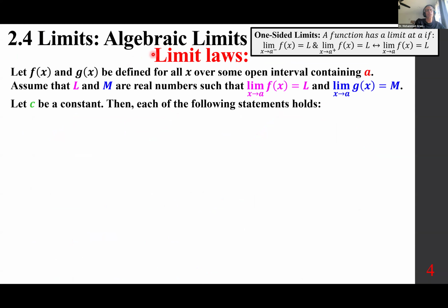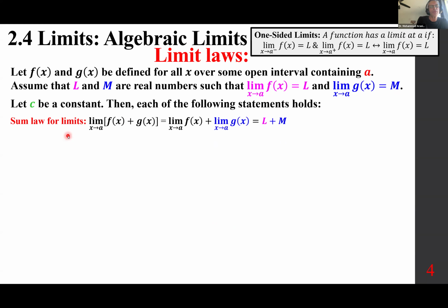Now, 2.4 limits, algebraic limits. We're going to look at limit laws. These are similar to limit laws for sequences. Let f of x and g of x be defined for all x over some open interval containing a. Assume L and M are real numbers such that the limit of f of x as x approaches a is L, the limit of g of x as x approaches a is M. Let C be a constant, some number. Then each of the following statements holds.